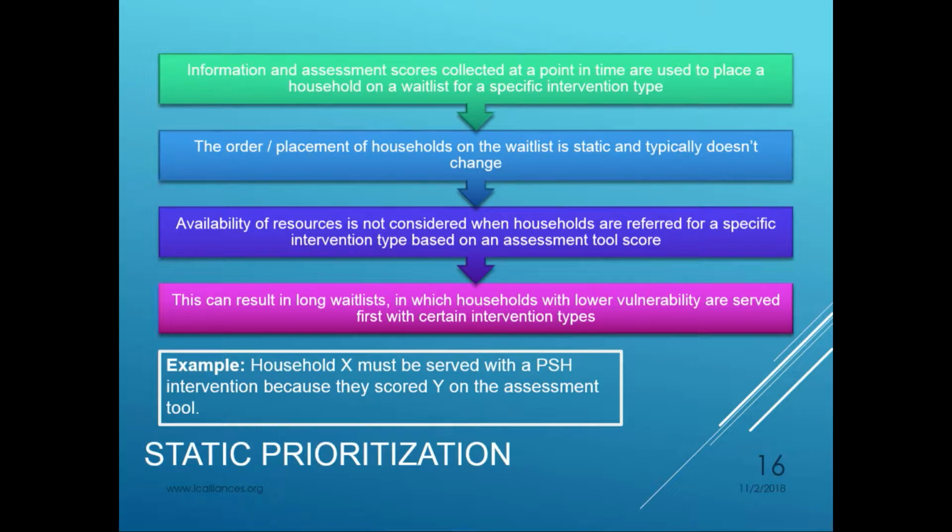This can create long waiting lists for each intervention type that results in households waiting for really long periods of time. And it also creates long waiting lists filled with households who are difficult or impossible to locate once they come up or become available on the queue.